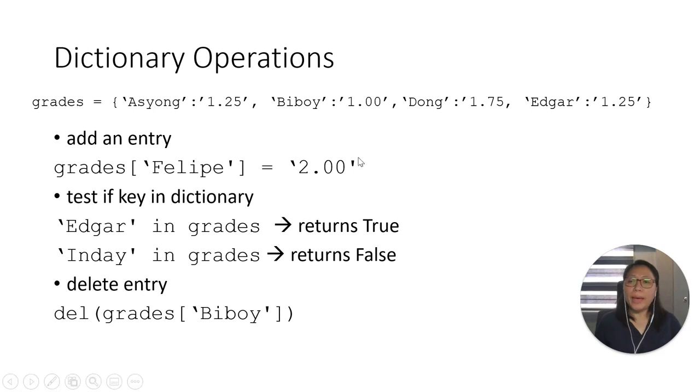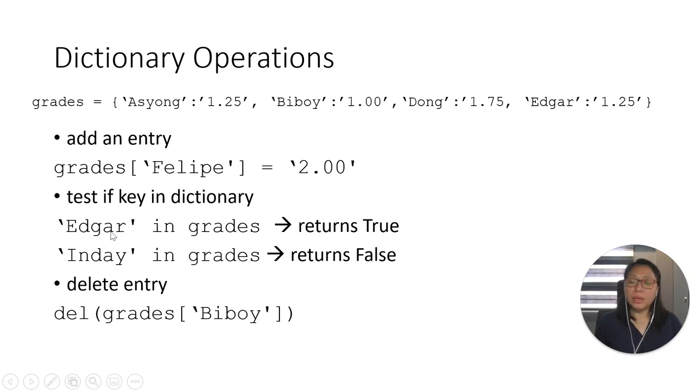So we may add an entry to a dictionary using this assignment operator. So this one adds the key value pair Felipe colon 2.00.